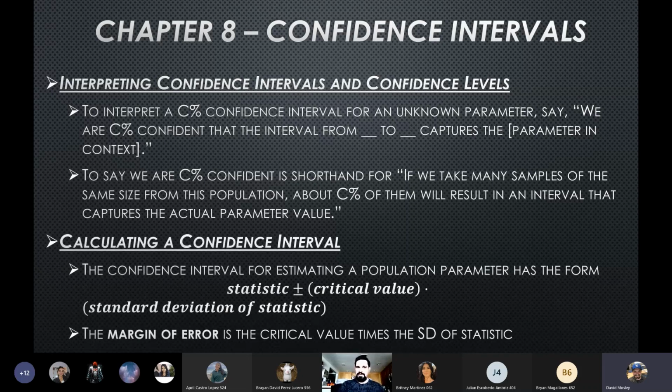We can calculate a confidence interval. Right? The confidence interval for estimating a population parameter, proportion or mean, has the form statistic plus or minus critical value times standard deviation of the statistic. The margin of error is the critical value times the standard deviation of the statistic. So everything to the right of the plus or minus sign is considered the margin of error.